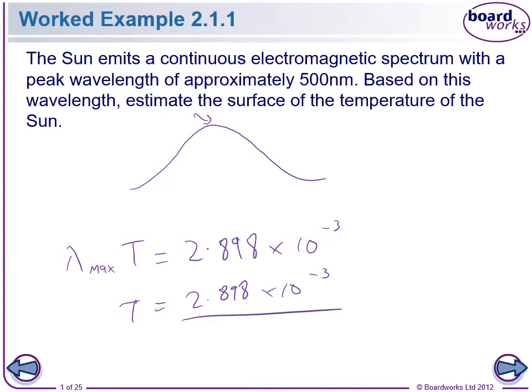Now, our wavelength is 500 nanometers, which is going to be, remember we need to put this into meters, 500 times 10 to the negative 9. All right, so if we put this in, we should get a rough approximation of the temperature of the sun. So, 2.898 times 10 to the negative 3 divided by 500 times 10 to the negative 9.